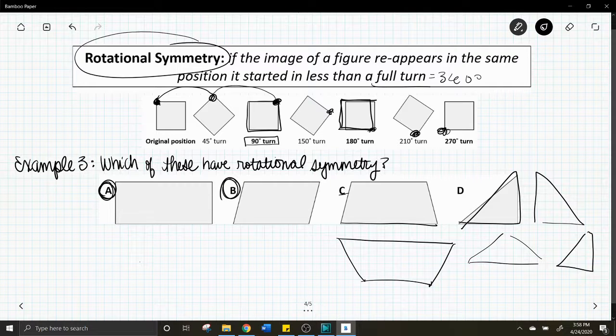Okay, so that was 90 degrees, 90 degrees, 90 degrees. So this one also took 360 degrees. So just A and B here have rotational symmetry.